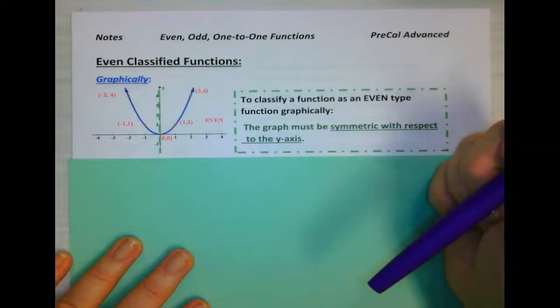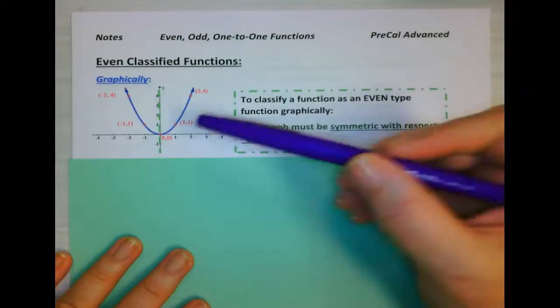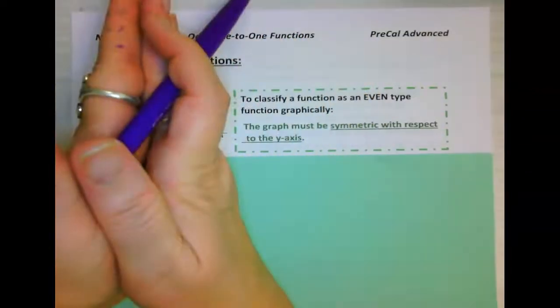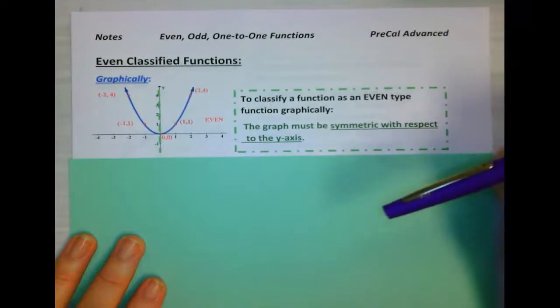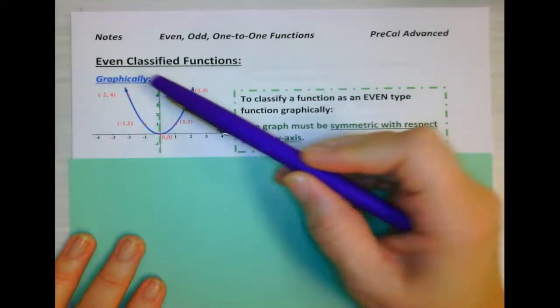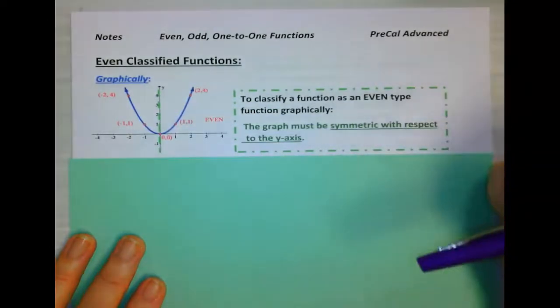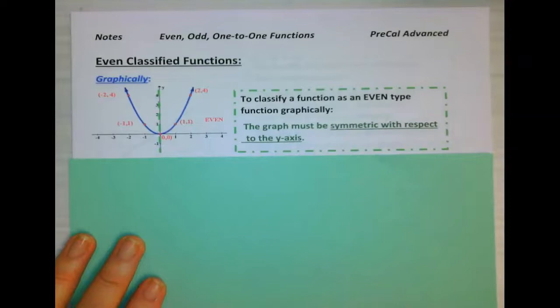And basically, to classify a function graphically as an even type function, it has to be symmetric with respect to the y-axis. So in essence, what that means is if I take this quadratic and I fold it in half like that on top of the y-axis, everything would match up. This point here is going to be on top of that point there. That point there is going to be on top of that point there. And so everything is going to be lined up. We can say that this is classified by its type of symmetry. Okay, so when I say even function, that is a result of knowing about the symmetry of the graph.